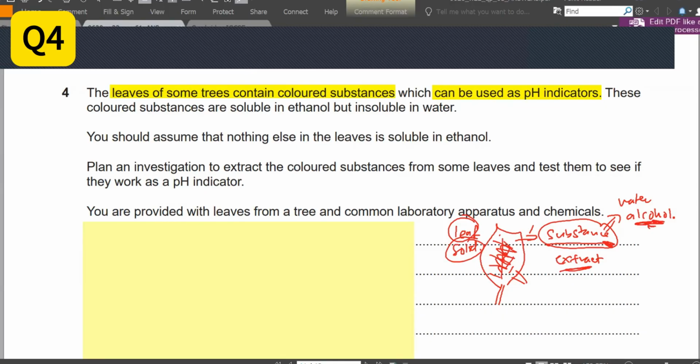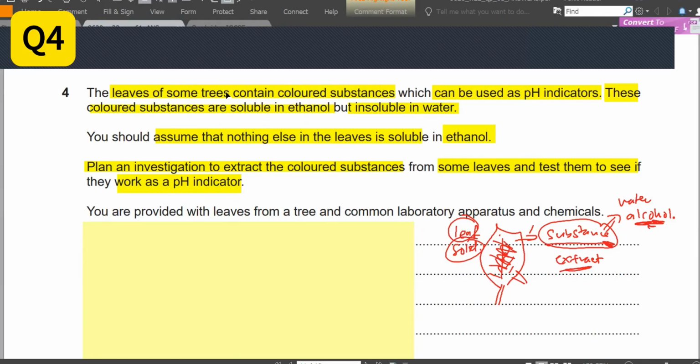So we have three colored substances that are soluble in ethanol but insoluble in water. Here we are given that it is soluble in ethanol, so we will use ethanol to extract these substances. Assume that nothing else in the leaf is soluble in ethanol. Basically, we will plan an investigation to extract the colored substance from the leaves and then see if they work as a pH indicator.